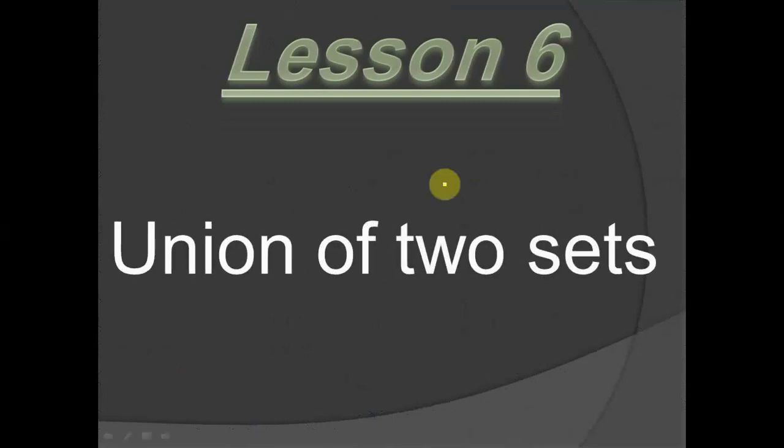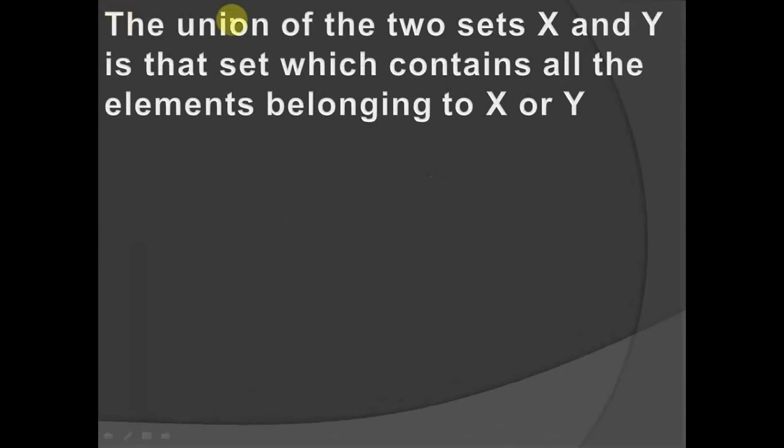Today we will study lesson 6 from unit 2, Sets, with the title Union of Two Sets. We will go to the definition of the union of two sets. The union of two sets X and Y means that set which contains all the elements belonging to X or Y.